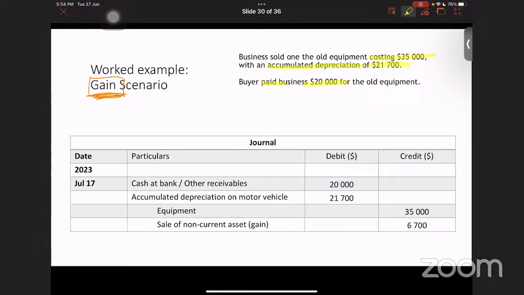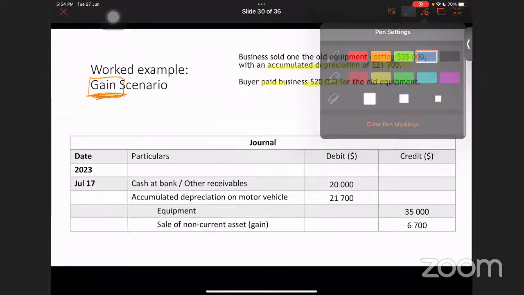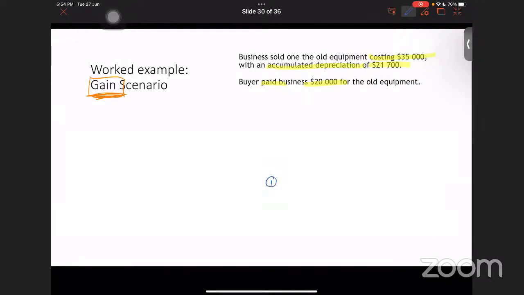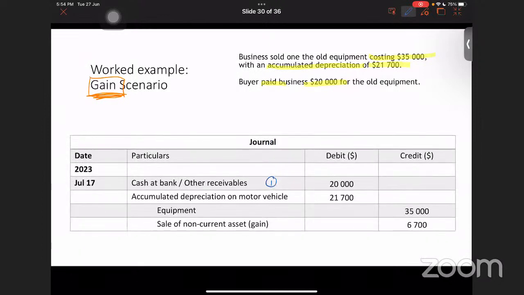Okay, so first step, I have to debit the money that is coming in, right? So they pay me 20,000, so I will debit cash at bank or receivable 20,000. That's the money that comes in whenever I sell a NCA. Then the second step, I will have to credit my NCA because I sold it already, and there's no more NCA. I sold it, so I need to credit it. I need to minus this. So this one will be my second step.